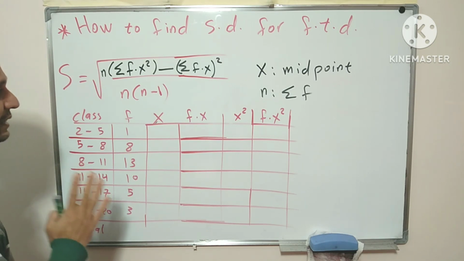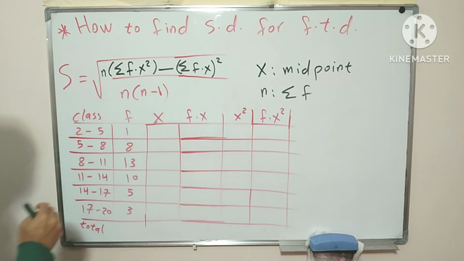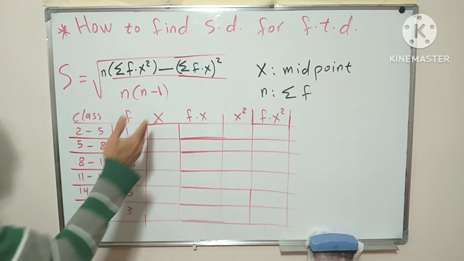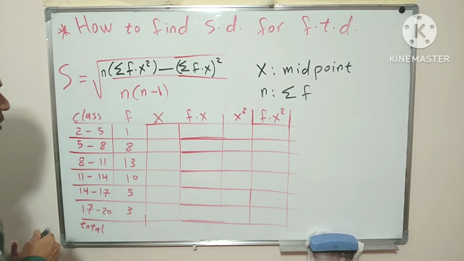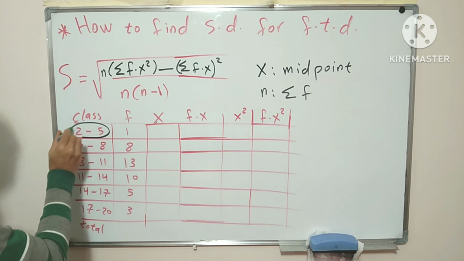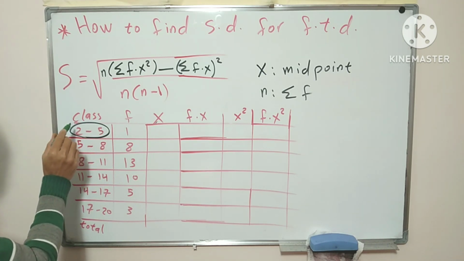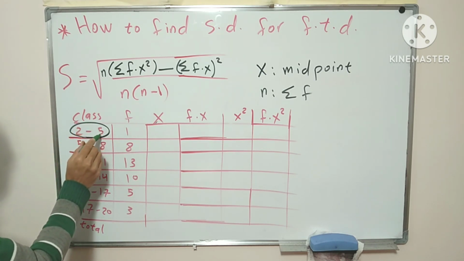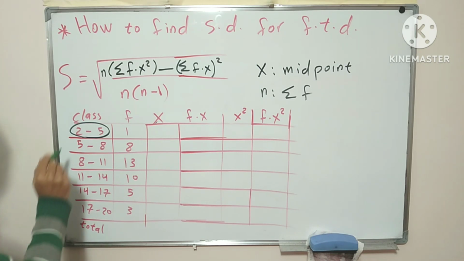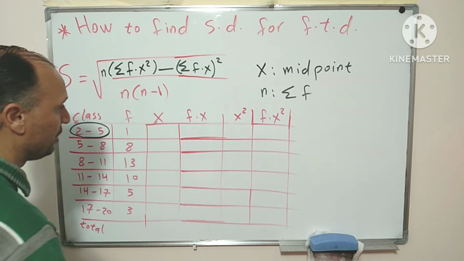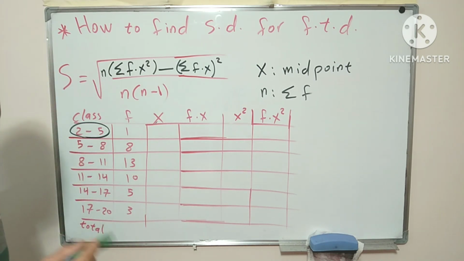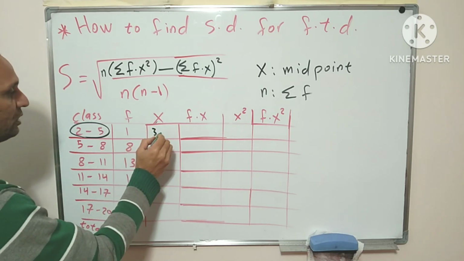We want to add 4 columns to this frequency table distribution. The first column is x, the midpoint. How can we find the midpoint for each class? Just add the lower limit plus the upper limit and divide by 2. 2 plus 5 is equal to 7, and 7 divided by 2 is equal to 3.5.